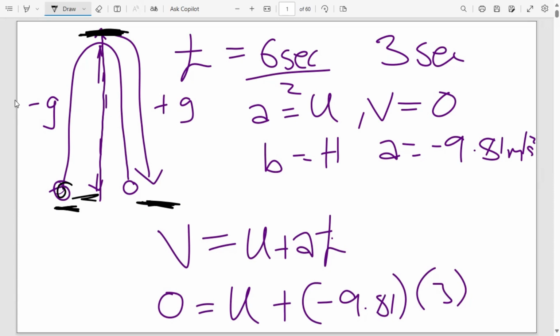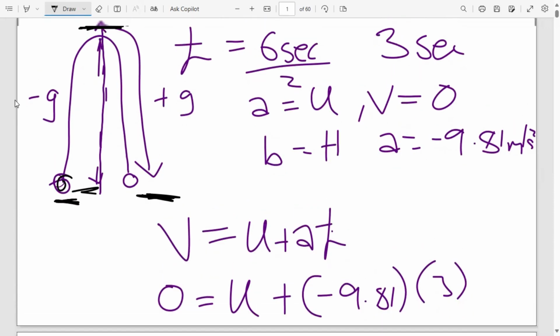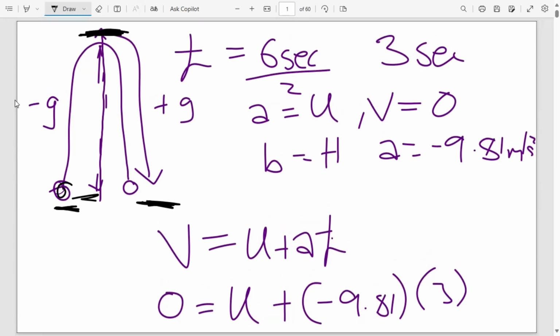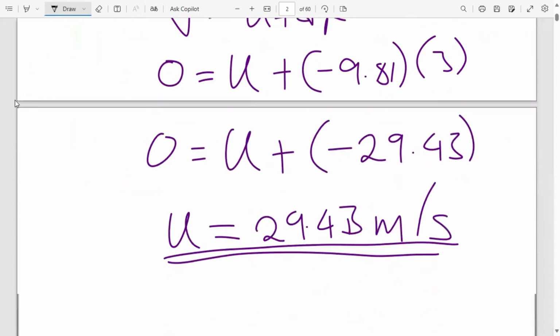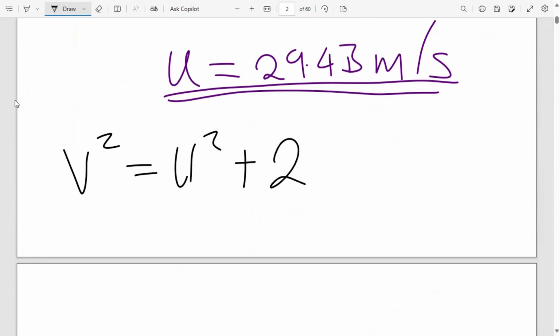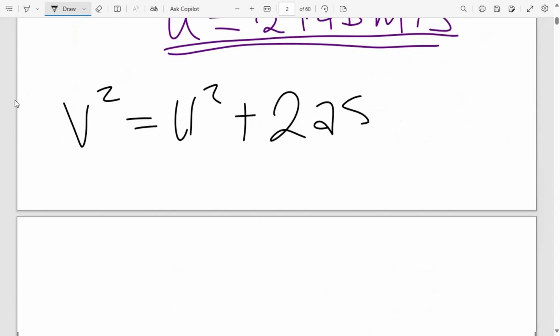Okay, now that we found the initial velocity, let's find the maximum displacement h. So what do we have? We have initial velocity, we have the time it takes to reach the maximum height. So which formula can we bring in order for us to find the maximum displacement? I think the one that says v squared is equal to u squared plus 2as. Okay, so v squared is equal to u squared plus 2as like that. Okay, very good.